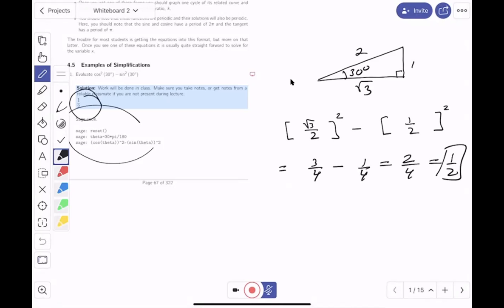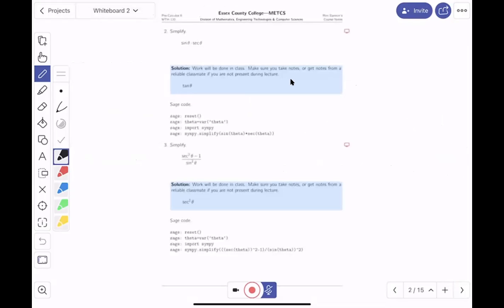All right, there's also sage code here. I do recommend you start looking at that sage code and playing around with it. You're not going to be tested on that though, but you should start thinking about moving forward. All right, let's go to number 2.